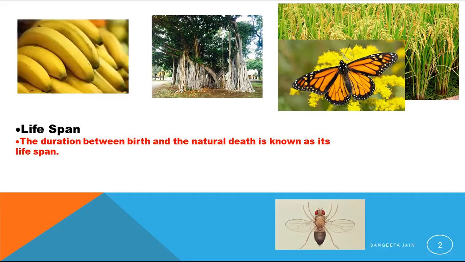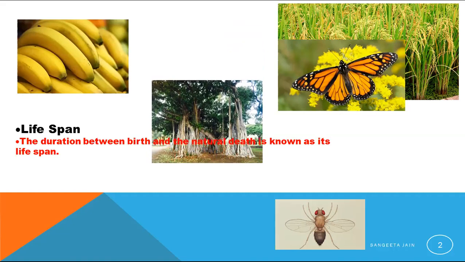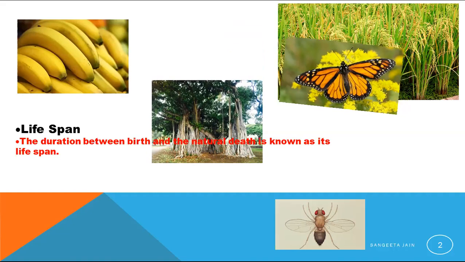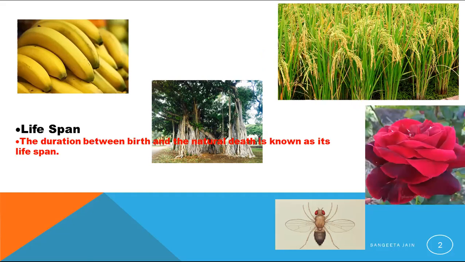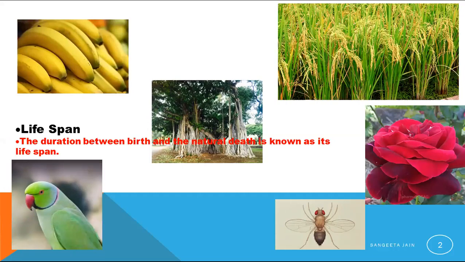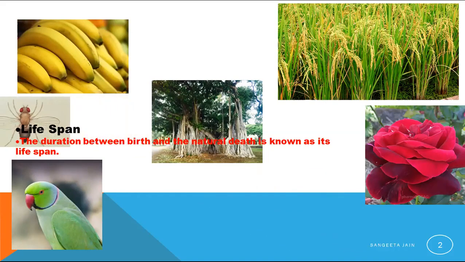The average lifespan of some organisms is shown here: banana 25 years, banyan tree 300 to 500 years, butterfly 1 to 2 weeks, rice plant 4 months, rose 10 years, Indian parrot 27 years, fruit fly 1 month, tortoise 100 to 150 years.